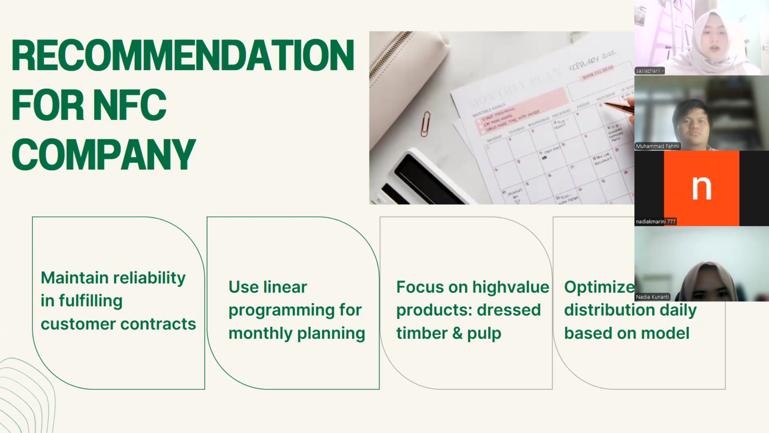The third one is to focus on high-value products, dressed timber and pulp. These products contribute significantly to revenue. Prioritizing them in production planning will help increase profit margins. And the fourth is to optimize log distribution daily based on the model. By referring to the model suggestion, NFC can make more accurate decisions each day to improve operational efficiency and meet production targets. If implemented, these strategies will help NFC maximize profit, improve productivity, and maintain a competitive edge in the industry.